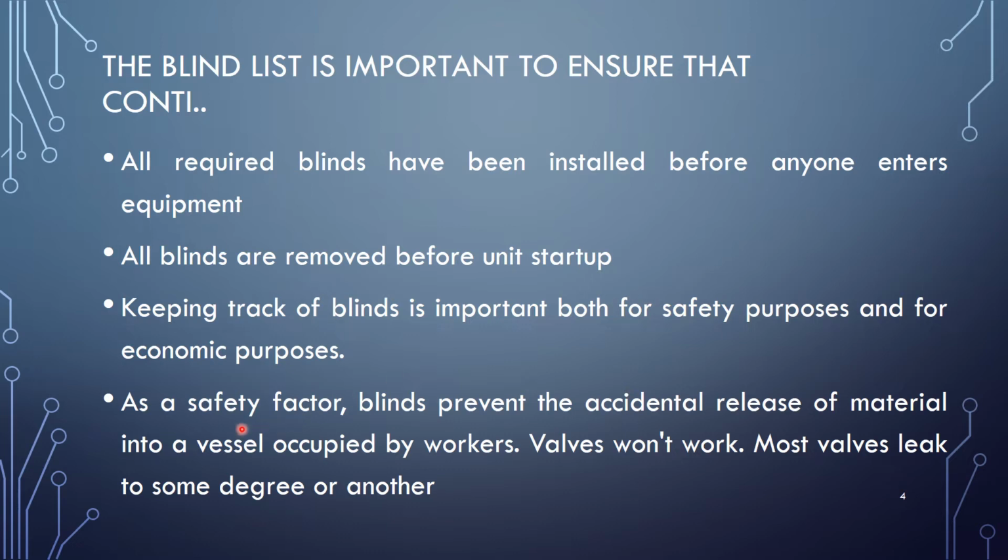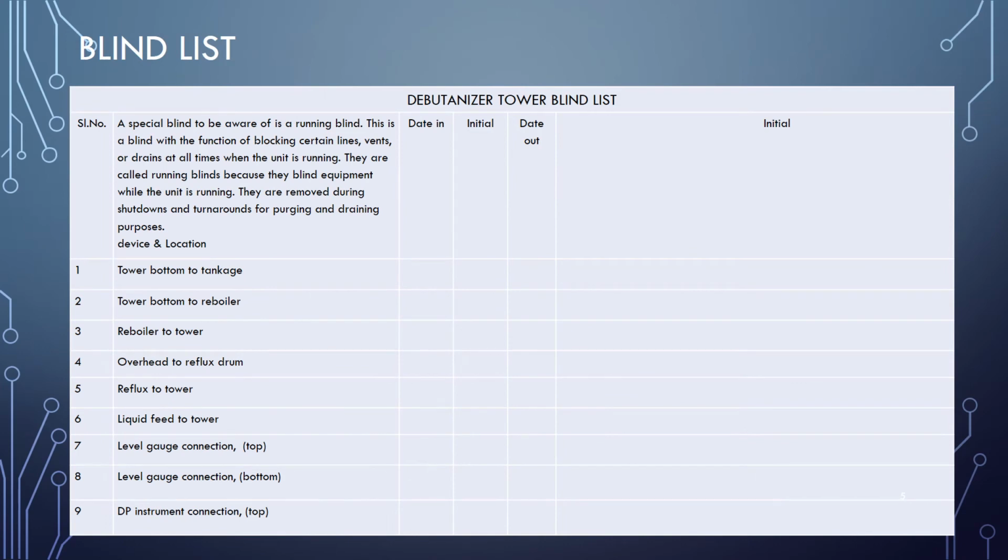The third point is mainly discussing that keeping track of blinds is important for safety purposes, as I told you, because the pressure rating plays a role. So we have to make sure that we have selected the correct blind for our equipment. Otherwise we may face a problem. The last point is discussing the safety factor, mainly if you are keeping the wrong blind, according to the time they are going to use.